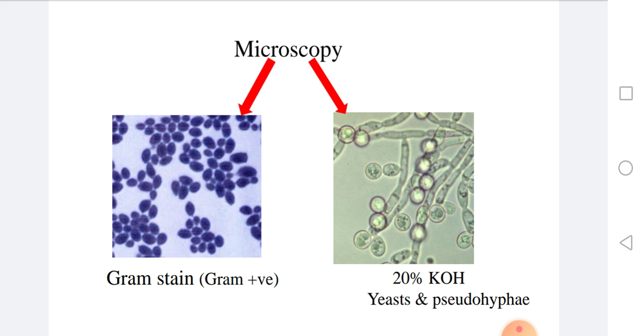Also, you can dry the film, fix it, and stain it with Gram stain. Gram stain is a very essential and important stain used in bacteriology. Candida albicans is gram positive.